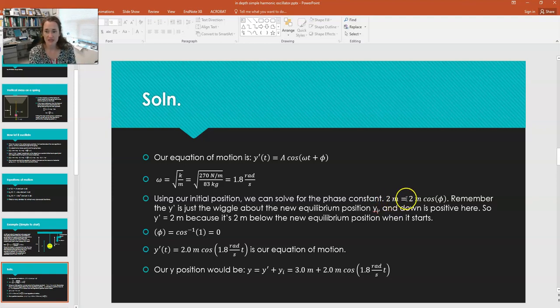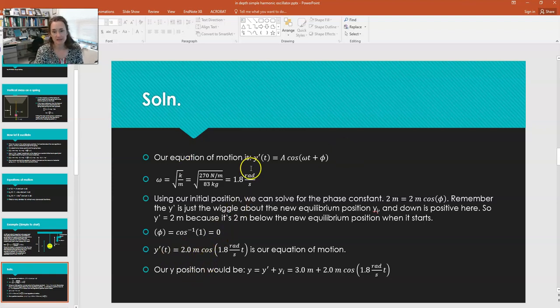Now, y prime of t is equal to a cosine phi. So a is 2 meters. And since t is 0, the only thing left in that argument is cosine of phi. Now we can solve this equation for phi by dividing both sides by 2 meters and then taking the inverse cosine, or the arc cosine. We get phi is equal to the inverse cosine of 2 over 2, which is 1. When you solve that, of course, you get a phase constant of 0.